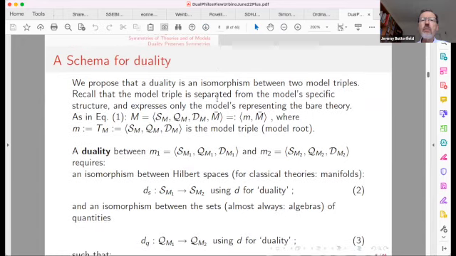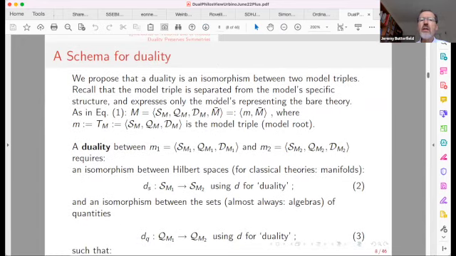So now it's easy to say what a duality is. There are two model triples, and they have their model roots, and a duality between the two models is an isomorphism between the model roots. And what is a model root isomorphism? Well, first of all, there are the states. And so you need to have an isomorphism of the one state space with the other state space. And you imagine that there is an isomorphism between the sets of quantities of the two models.